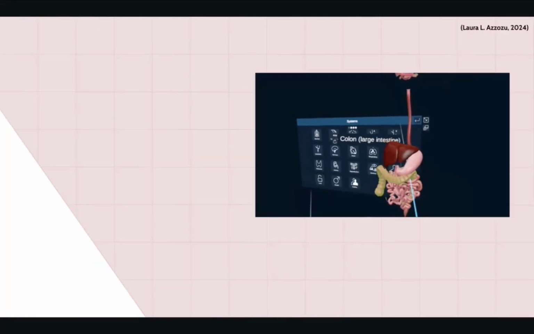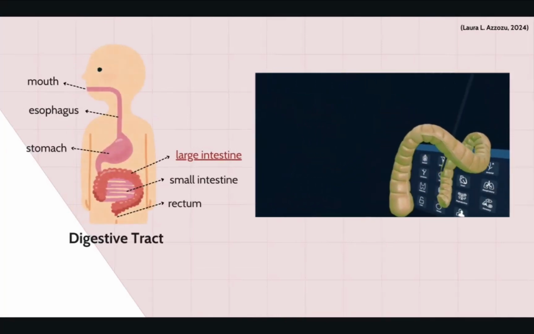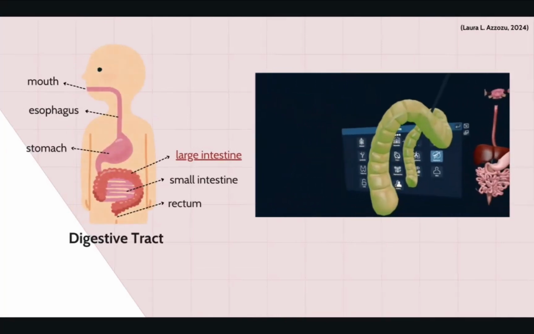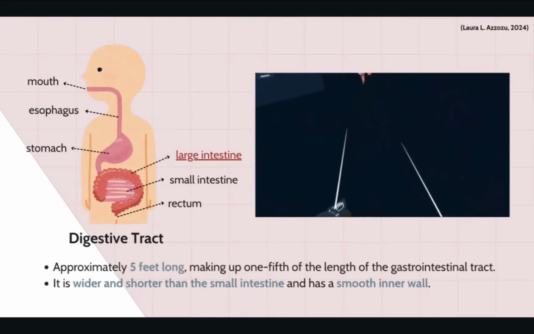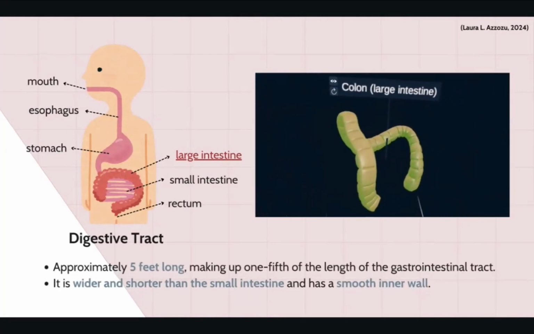The large intestine is part of the digestive tract. The digestive tract includes the mouth, esophagus, stomach, small intestine, large intestine, and rectum. The large intestine is approximately 5 feet long, making up 1/5 of the length of the gastrointestinal tract.